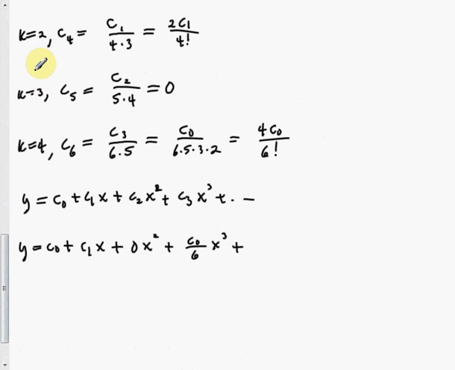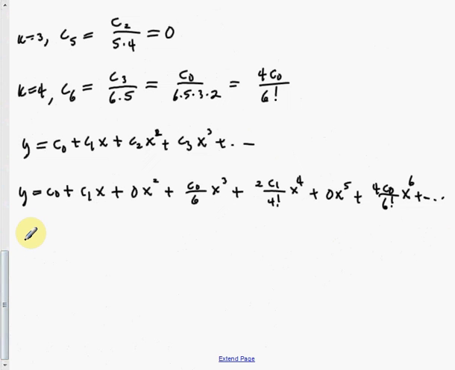plus C sub 4. This is 2 C sub 1 over 4 factorial times x to the 4th plus C sub 5 goes out plus 4 C naught over 6 factorial times x to the 6th plus, and it keeps on going.